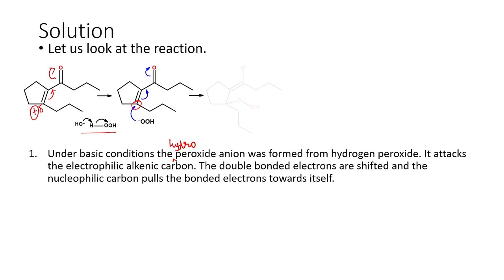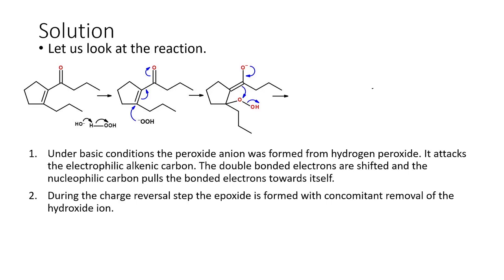And then what we end up with is basically the oxide anion formed with the introduction of the hydroperoxide unit into this particular system. So, what is the next step? Obviously, this is a quite unstable intermediate, so the next step is going to be the charge reversal. When the charge reversal happens, this hydroxide anion is lost. In other words, during the charge reversal step, the epoxide is formed in this particular case. So, this is the first reaction with the hydrogen peroxide and sodium hydroxide. So, the reagent A is consumed up to here.